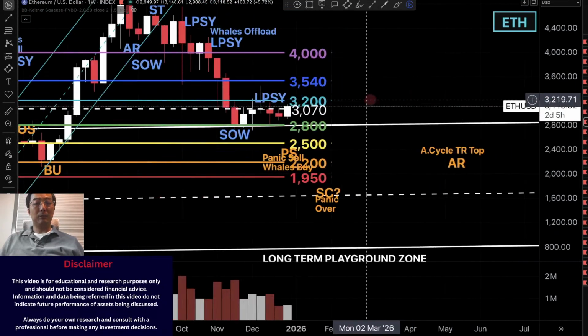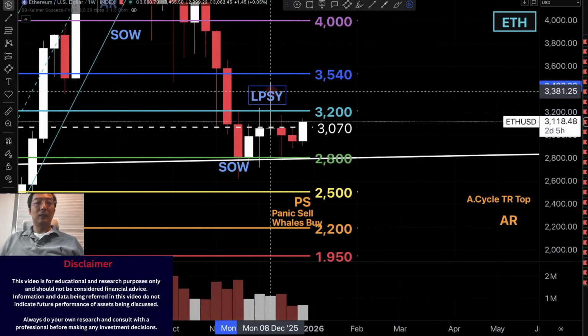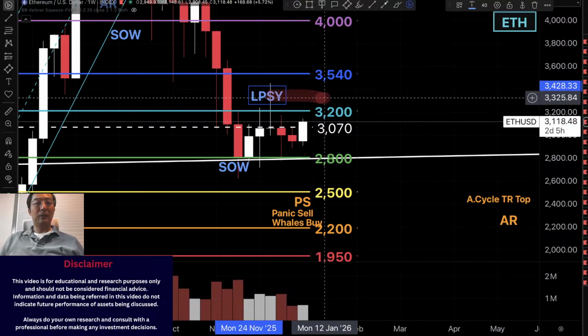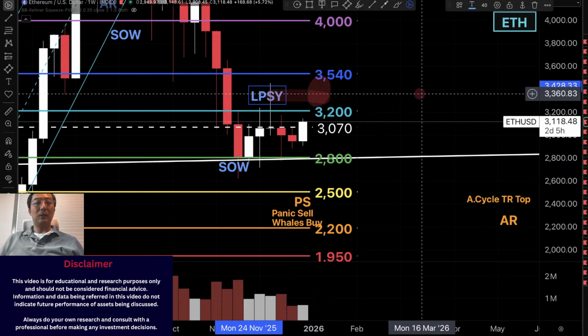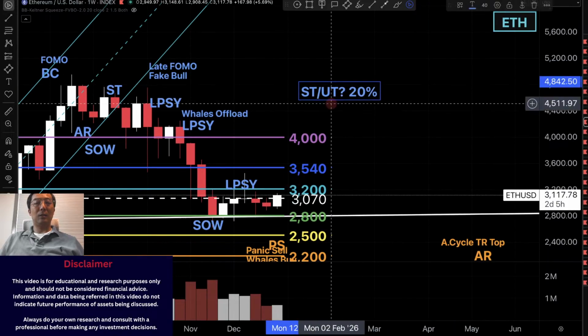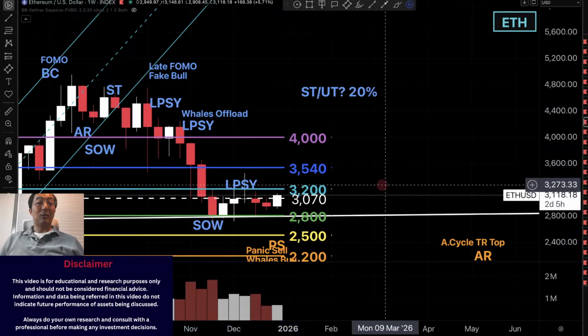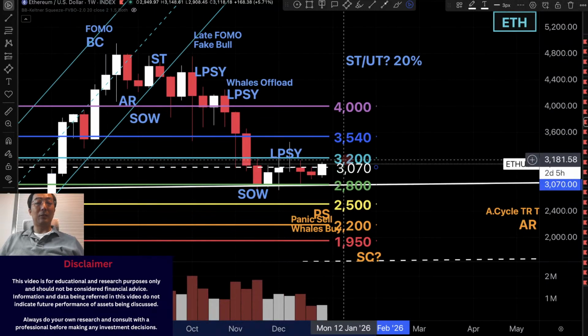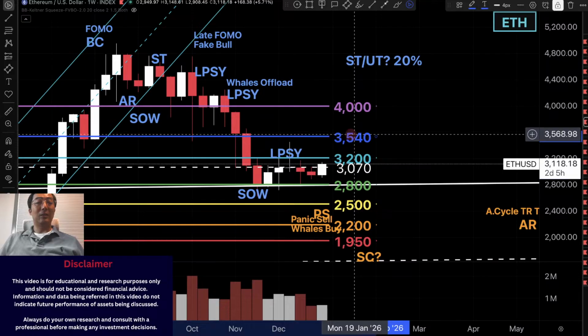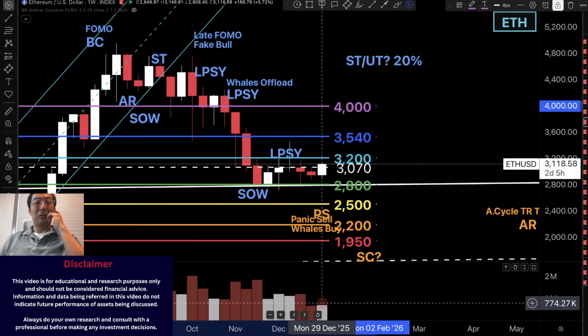For Ethereum, again, very similar. It's either developing another LPSY, or it's probably going to come challenge the prior high levels. So whether it's going to get rejected from the light blue key level of 3,200, or is it going to go challenge all the way to 4,000, it all depends on volume.